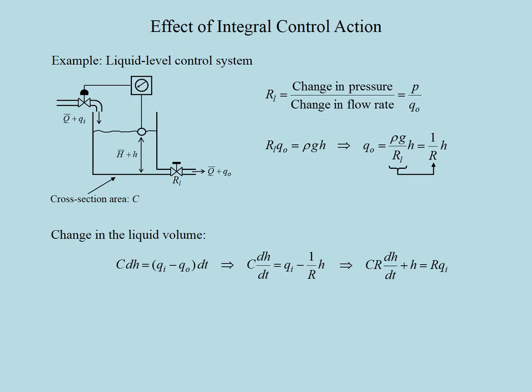change in the input flow rate, namely Qi, as CR dh/dt plus h is equal to R times Qi. Now we can take the Laplace transform of both sides under zero initial conditions to find the transfer function H(s) divided by Qi(s) as R divided by CRs plus 1.